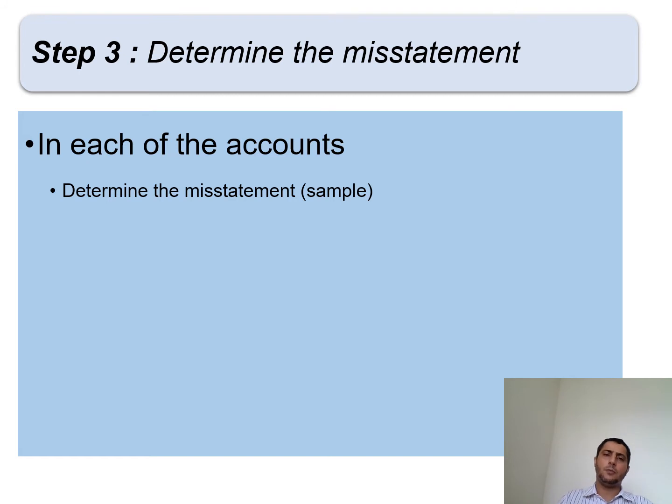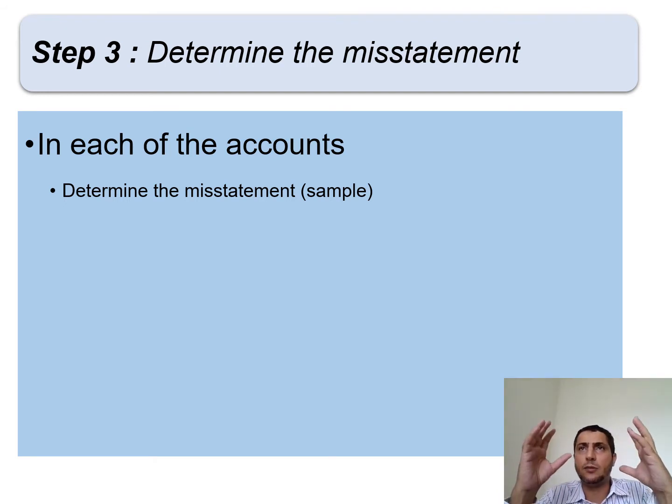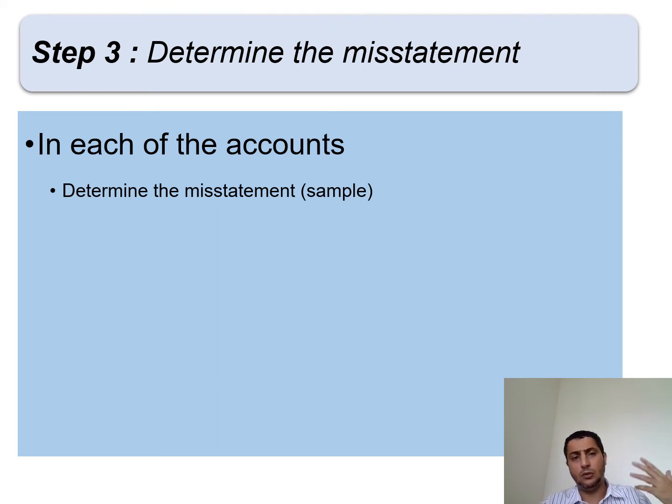So after step 1 and step 2, which are in the planning stage, in step 1 we determine and set up the preliminary judgment at the financial statement level, and in step 2 we allocate that preliminary judgment into tolerable misstatement in the account balances and account segments. So step 3 onward is all about evaluating the result. After we evaluate, we need to determine the misstatement on the sample that we collect.